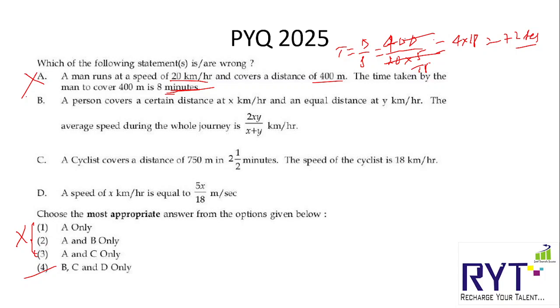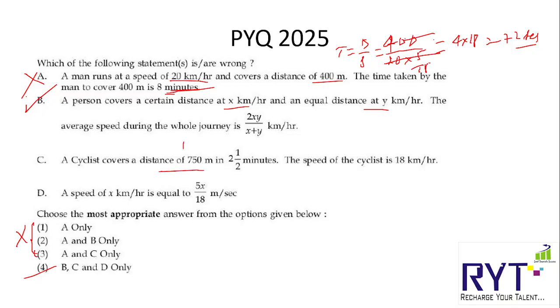Let us verify. Okay. A person covers a certain distance at x kilometer per hour and an equal distance at y. You remember this. This was shown by me in the introduction slide itself. Equal distance. Exactly the same thing they have asked as a question in the examination. 2xy by x plus y. Absolutely correct. So the first one is correct. B is correct. Let us look into C now.